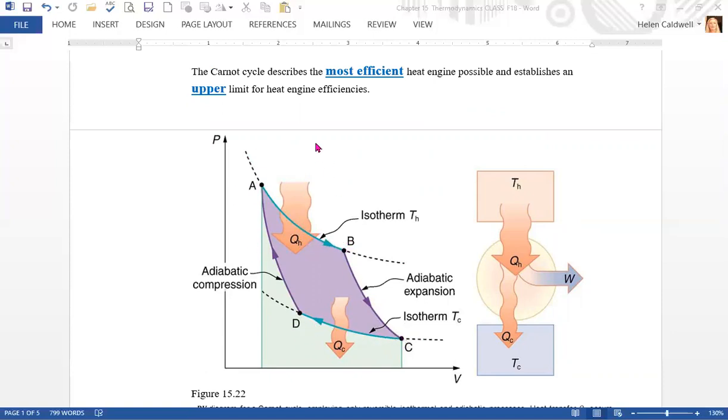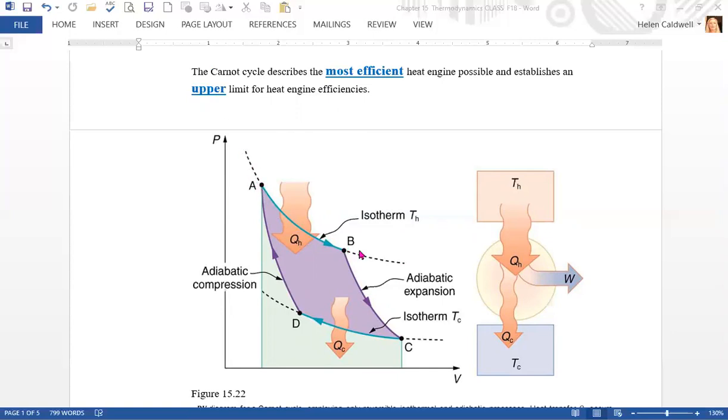Going from A to B, we'd add heat energy, QH, so heat energy is being added. From C to D, heat energy is being removed. And B to C and D to A, there are changes in our volume. There's an expansion B to C and a compression D to A.